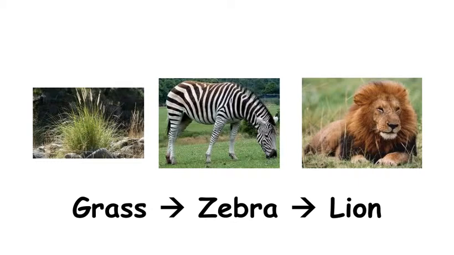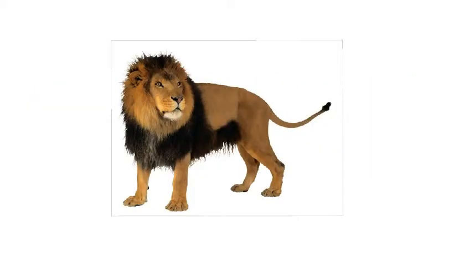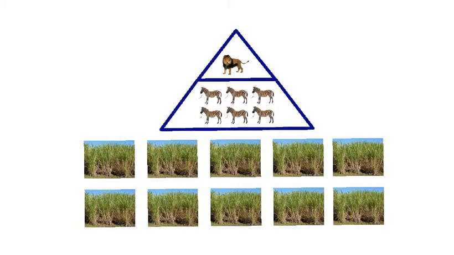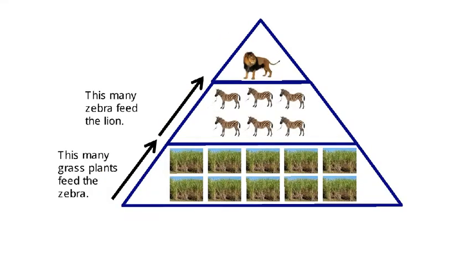When biologists study habitats and feeding relationships, it can be useful to study how many organisms there are at each level in a food chain. How many grass plants are needed to feed a herd of zebra? And how many lions would a herd of zebra feed? One lion would need quite a few zebra to feed it, and those zebra would need even more grass to feed them.